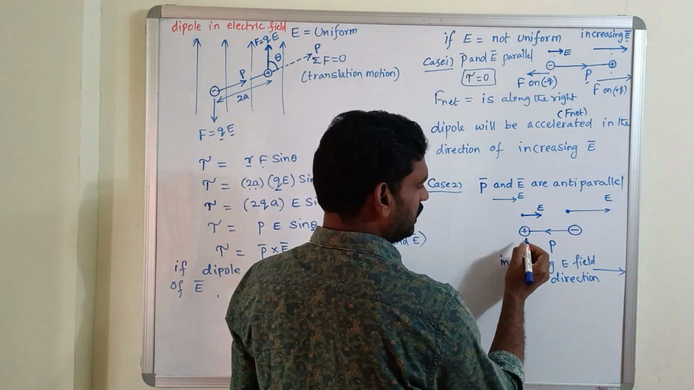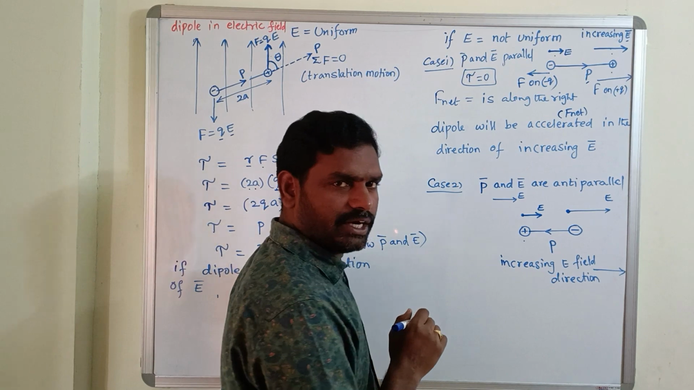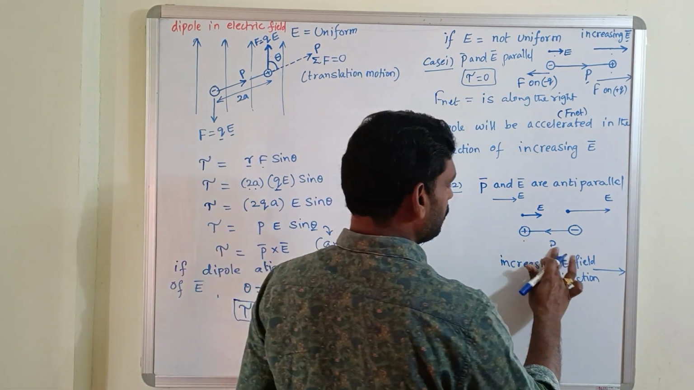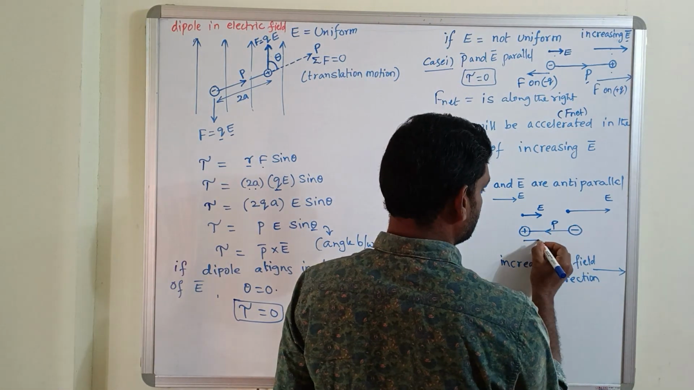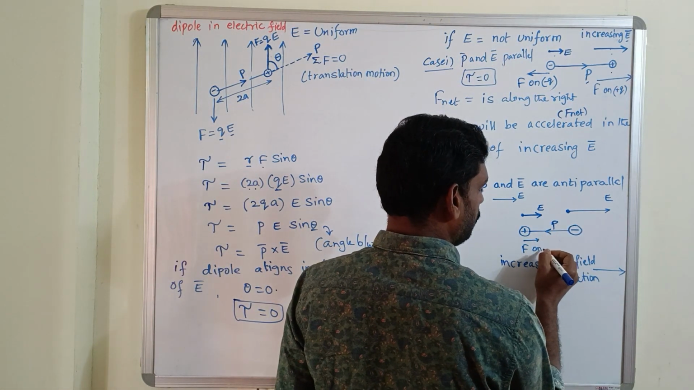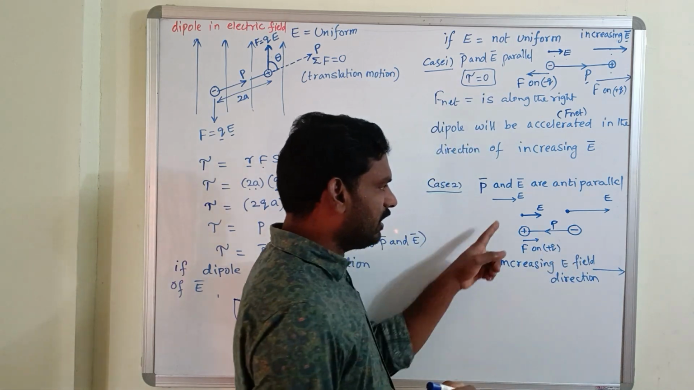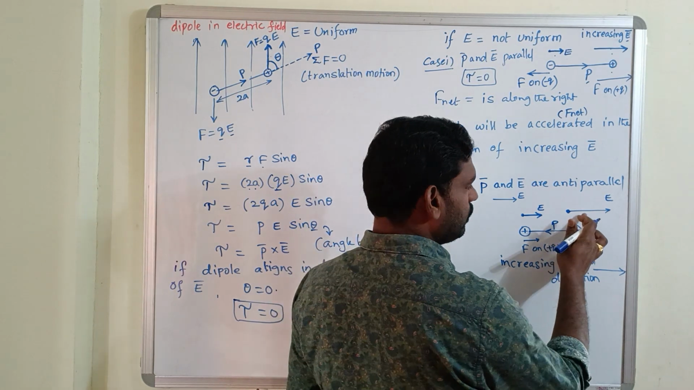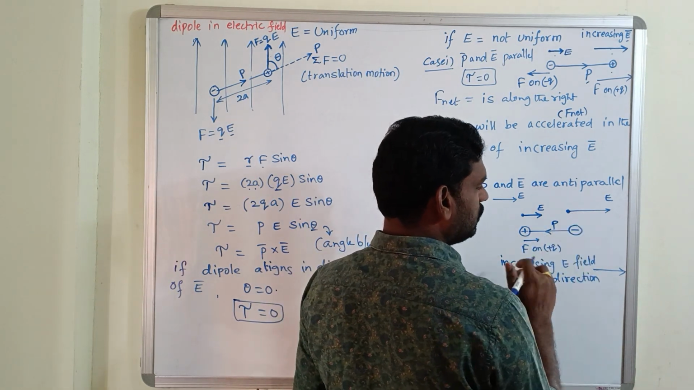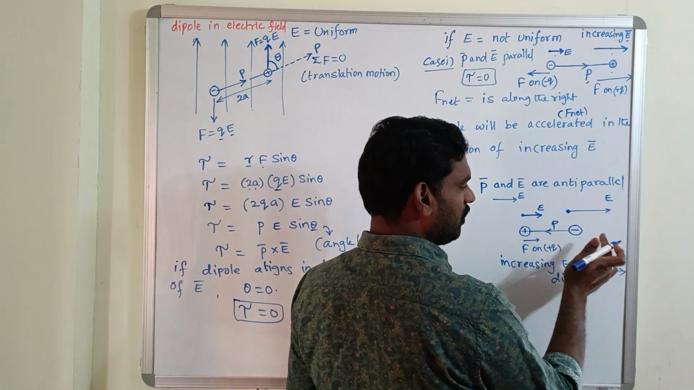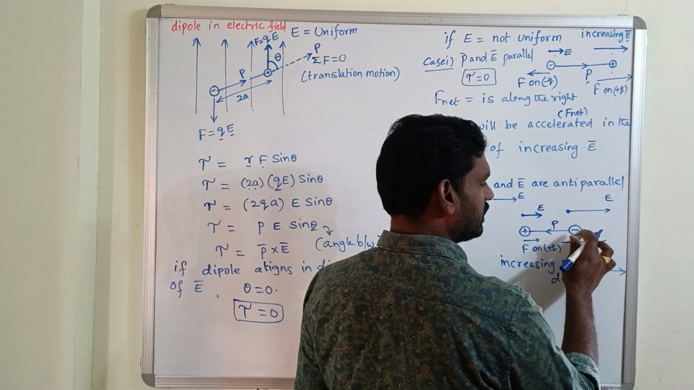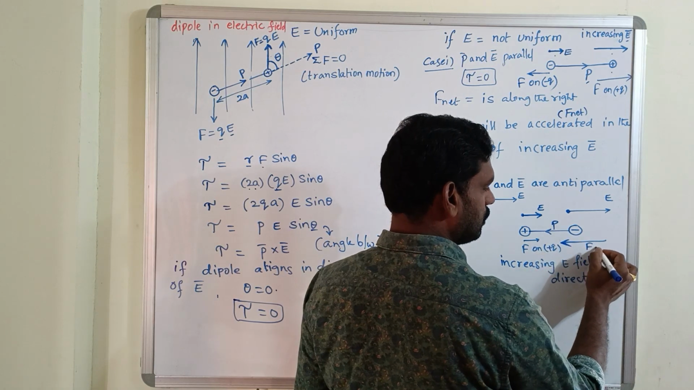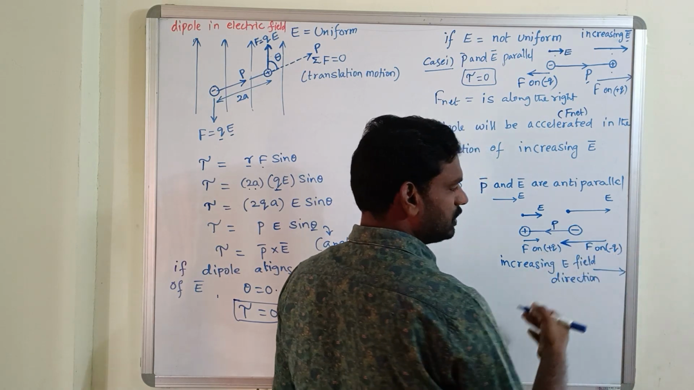So now, the force on a positive charge will be in the direction of the electric field. So I am writing like this: force on positive charge, F on positive charge, will be pointing in the same direction as the electric field. And now I am writing force on negative charge. Force on negative charge is opposite to the electric field. If the electric field direction is to the right, the force on the negative charge is opposite.